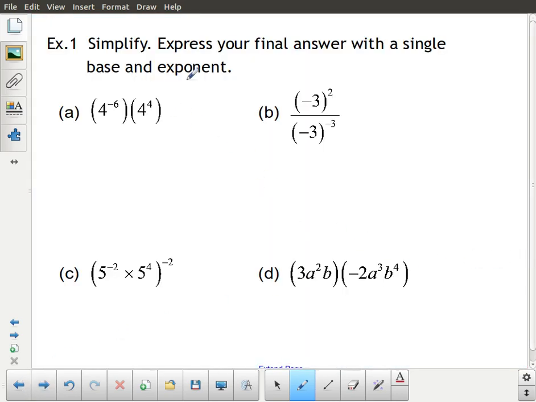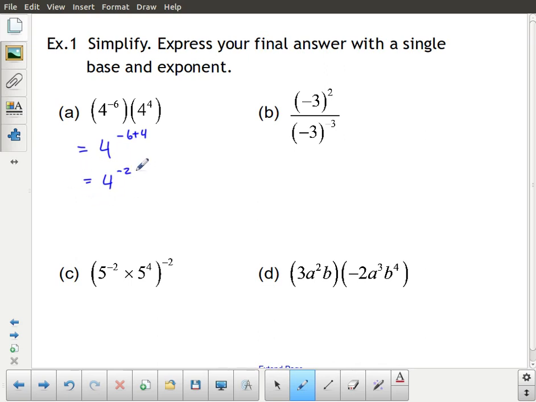So some practice to make use of those. If you're looking at this, you might want to pause here, take a look at the screen, try to work these out on paper yourself. 4 to the power negative 6 times 4 to the power 4. That's the same as 4 to the negative 6 plus 4. I add the exponents together, so that gives me 4 to the negative 2.